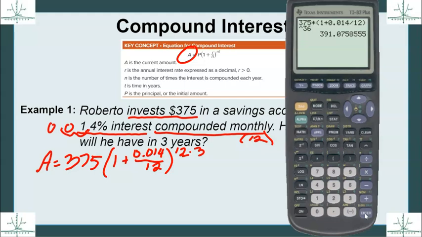So that's going to give us 391.0758555. So when you're dealing with interest, we want to round it to the nearest cent. That's 2 decimal places. So the account balance would be $391.08.